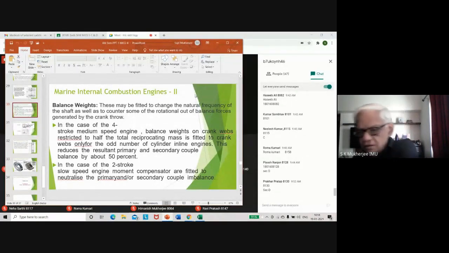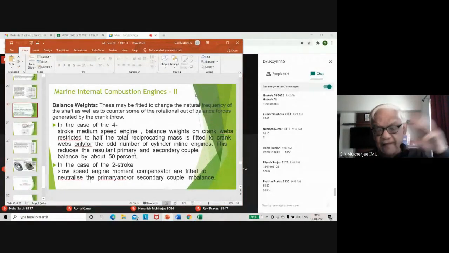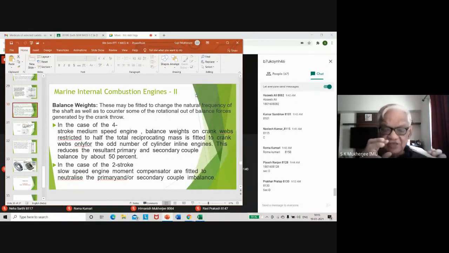Yeah. Now you see, I had explained to you overlap of bearings. In the case of four-stroke medium engines, balance weight on the crank webs restricted to half the total reciprocating mass is fitted to the crank webs only for the odd number of cylinder inline engines. This reduces the resultant primary and secondary couple balance by about 50%. Now, never mind what he says about the proportions.